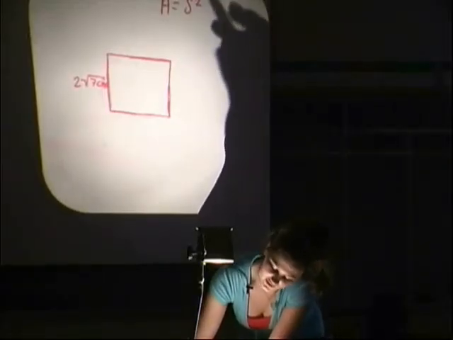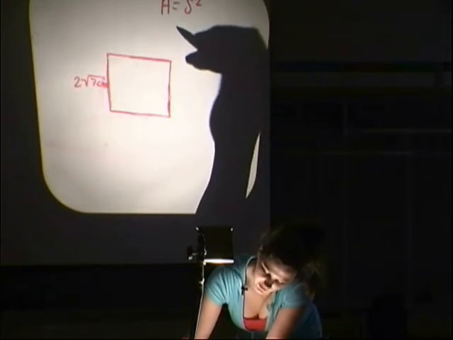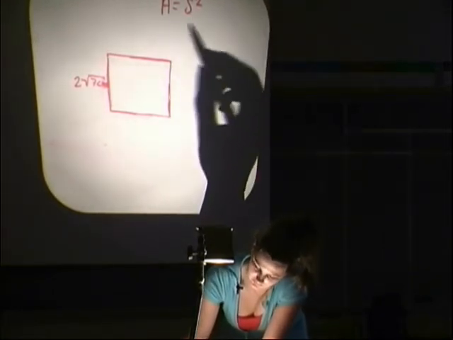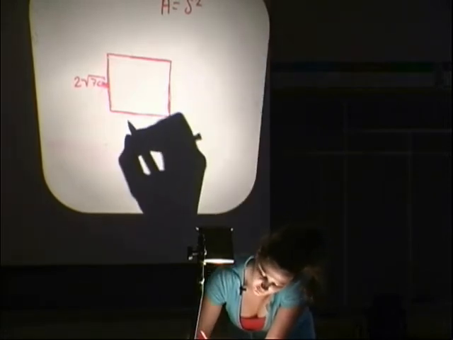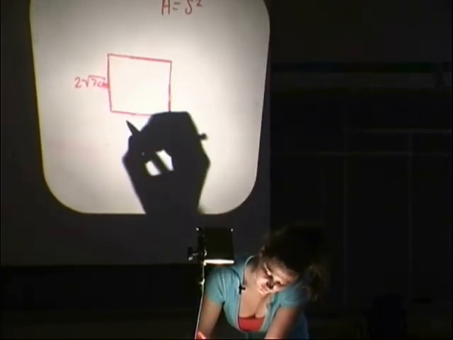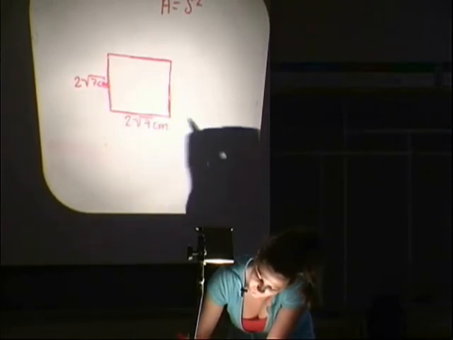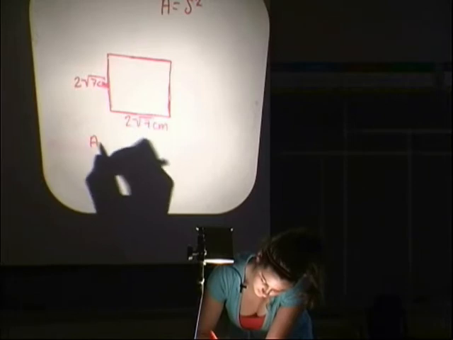Okay, for this problem, we have to find the area of this square, and the formula for area of a square is side squared. So we know that for a square, all sides are equal. So this would be 2 radical 7 centimeters. So we're going to fill it in.